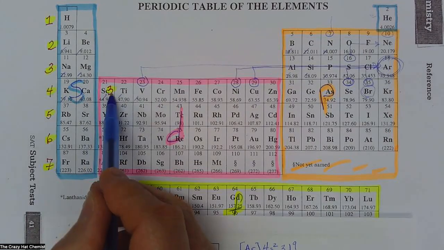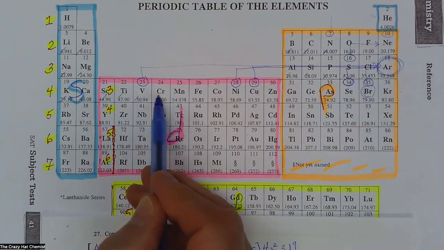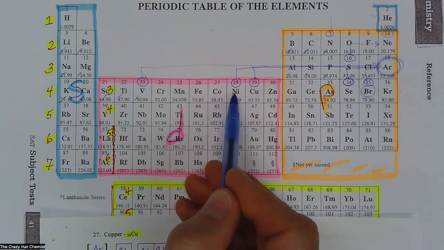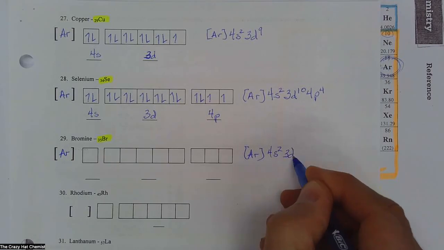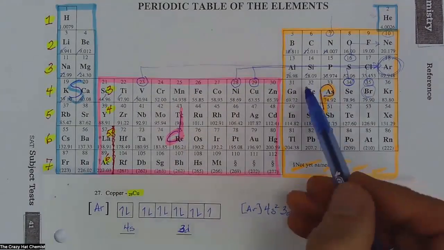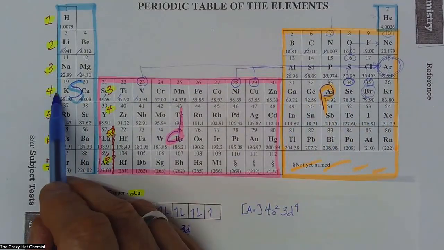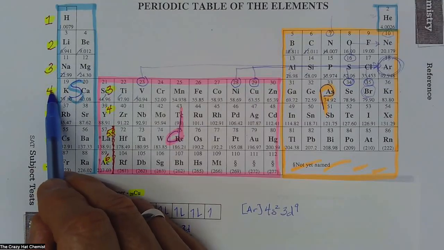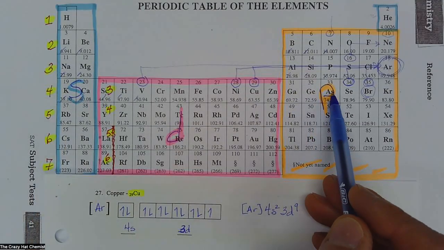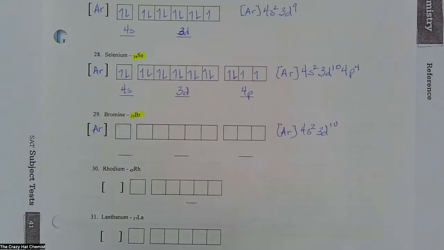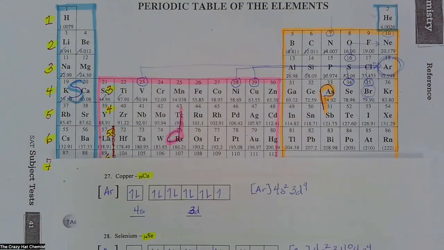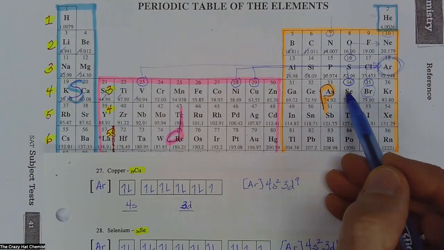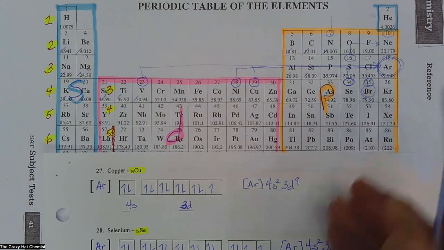Then it will be a 3d, 1, 2, 3, 4, 5, 6, 7, 8, 9, and 10. So that's 3d10. And then it is in the p's, and the p's stay with the period. That's 4. So 4p, 1, 2, 3, 4, 5. 4p5. It's just one electron beyond selenium, that which we just did.